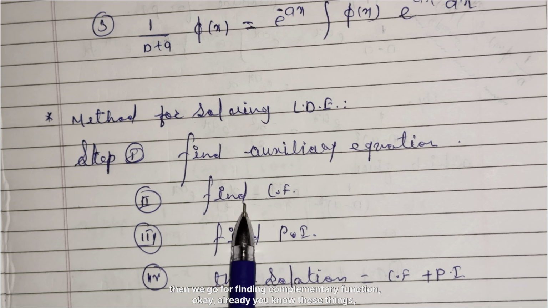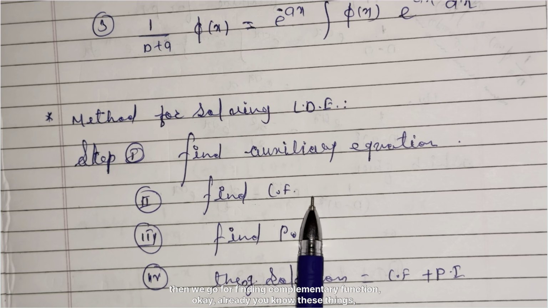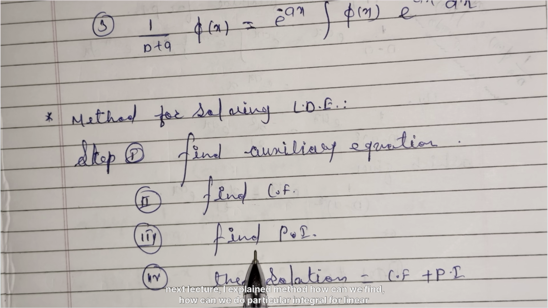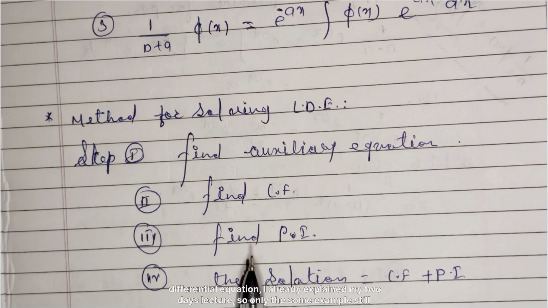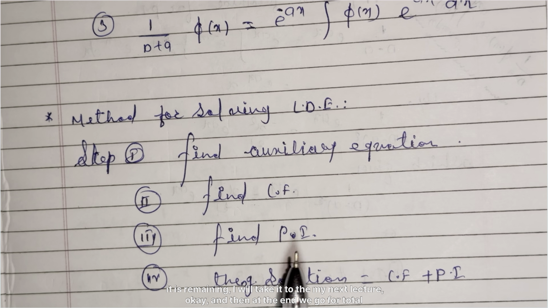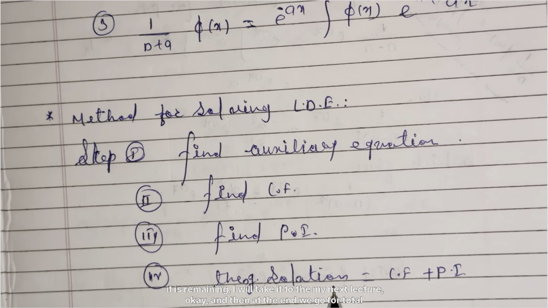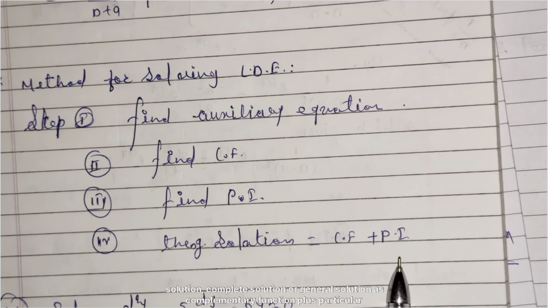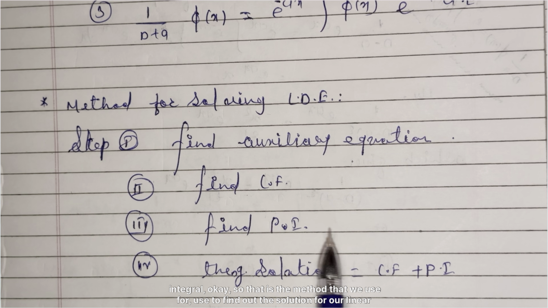Then we go for finding the complementary function. You already know these things, I explained them in my previous lecture. For finding the particular integral, I explained the method in today's lecture, and how to deal with the particular integral for a linear differential equation. Only some examples are still remaining, and I will take them in my next lecture. Then at the end we go for the total solution, the complete or general solution, as the complementary function plus the particular integral. That is the method we use to find the solution for our linear differential equation. So that is for today's lecture.